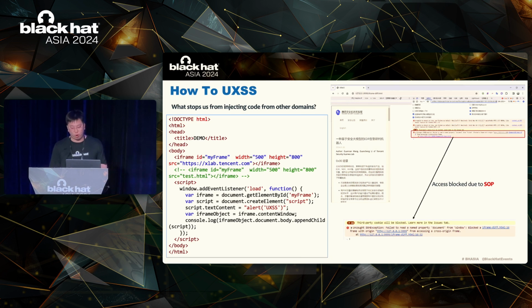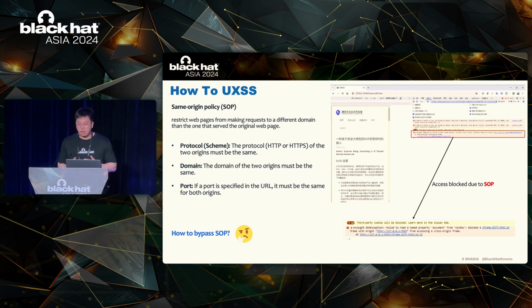The same origin policy, also known as SOP, is a critical security mechanism that restricts how a document can interact with a cross-origin resource. It checks whether the triples of the parent page and child page are the same.